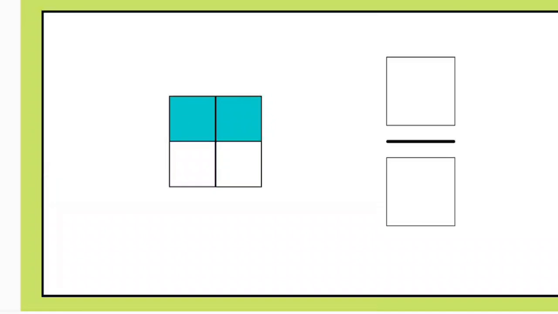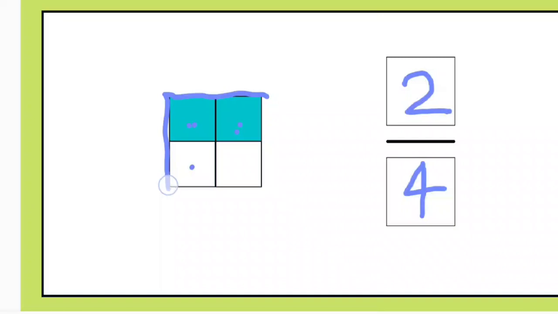Now what will be the answer? 2 filled out of 1, 2, 3, 4. Yes, 2 by 4. See, this is our whole part. It is divided into 4 equal parts and 2 have been filled. So, 2 by 4.